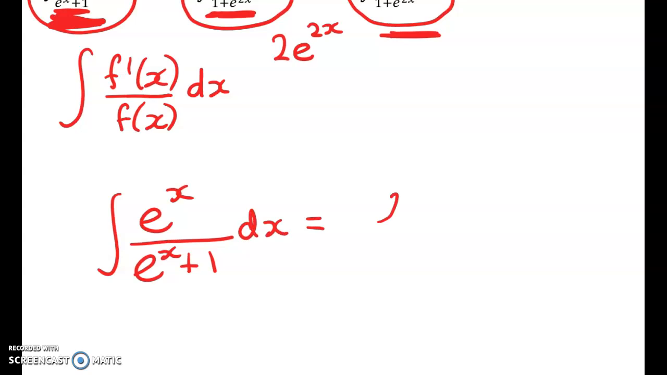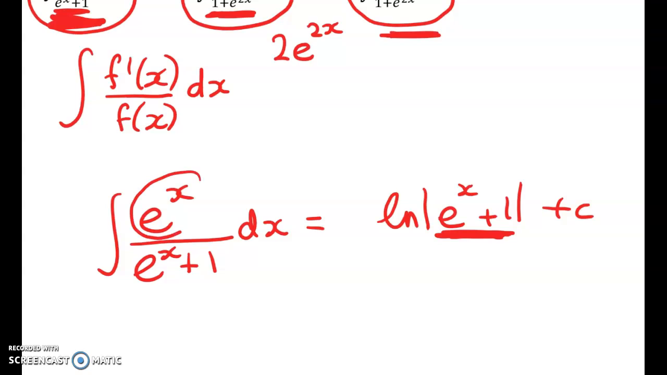So we're going to leave a gap, and it's going to be something times the natural log of the absolute value of e to the x plus 1 plus c. So let's look at that and now work backwards and say, what's the derivative of the inside function? It's e to the power of x. That's exactly what I've got on here. So that's going to be my final answer.